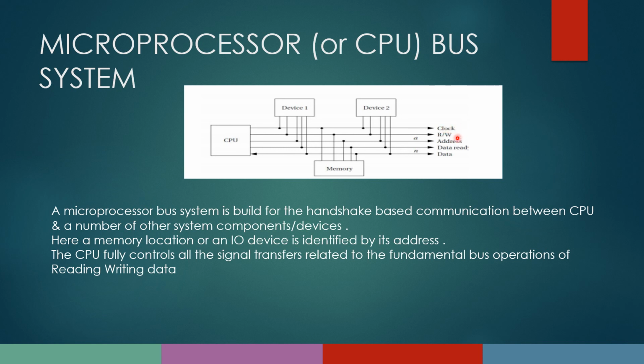Then the read and write signal. Now remember that read is going to be a true, that is a high operation, and write is going to be a false, or it is going to be indicated by a low. So the read and write signal. Next one, address.